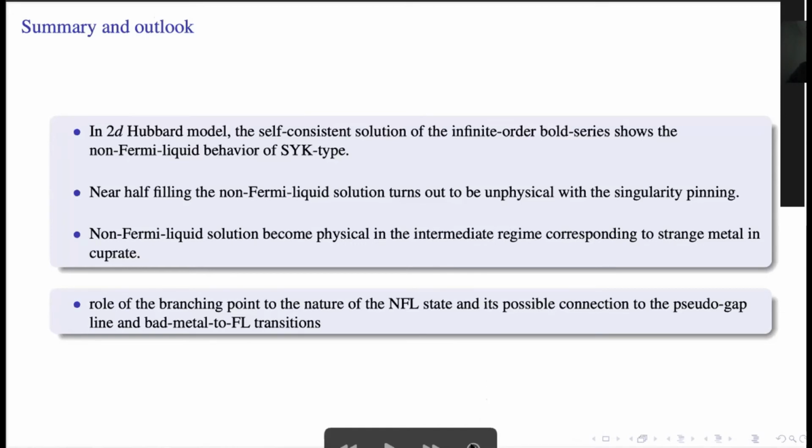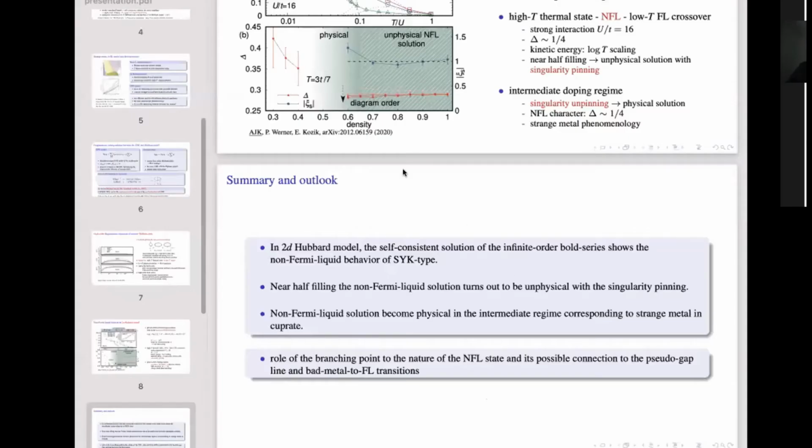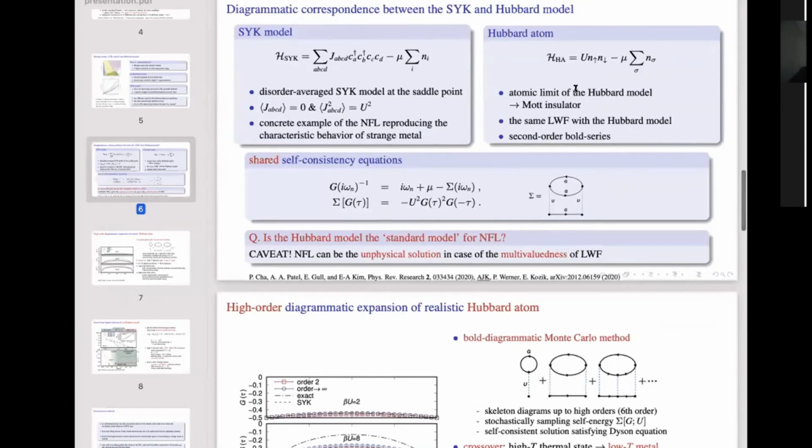So then maybe I can just ask you. I was a bit, maybe I missed the point. So are you saying that at a certain point, when you use the 2D Hubbard model, the solution that you get with a non-Fermi liquid behavior is a non-physical solution, right? Yes, very near the half filling, the unphysical solution.